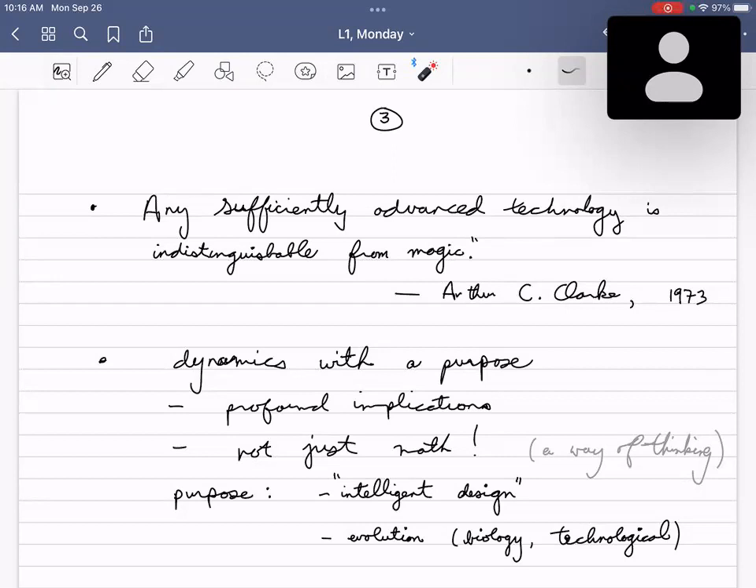But the quote that I like is later. It's any sufficiently advanced technology is indistinguishable from magic. And what he means by this is that if you took any device, this tablet, your phone, a laptop, and you showed it to somebody 200, even 100 years ago, it would seem like magic, right?